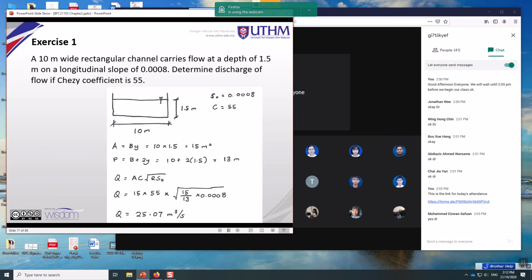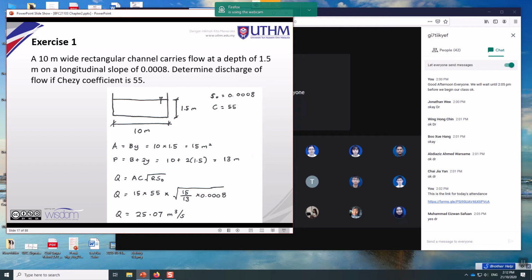Now the question asks us to find the discharge. When you read through the question, the Chazy coefficient is given and you are asked to find discharge. So it's kind of direct to use the Chazy resistance flow equation. Now, the Chazy coefficient is given as 55.